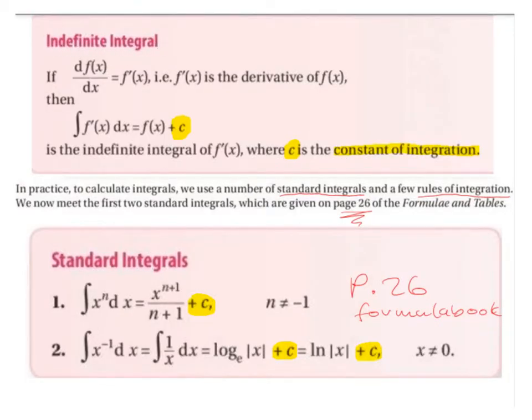So the indefinite integral. If d/dx of f(x) equals f prime of x, i.e. f prime of x is the derivative of f of x, then the integral of f prime of x with respect to x is equal to f of x plus c. This is the indefinite integral of f prime of x, where c is the constant of integration. So what that basically means is, if you ever get the integral of a function, you must stick on a plus c unless you are told to do otherwise.